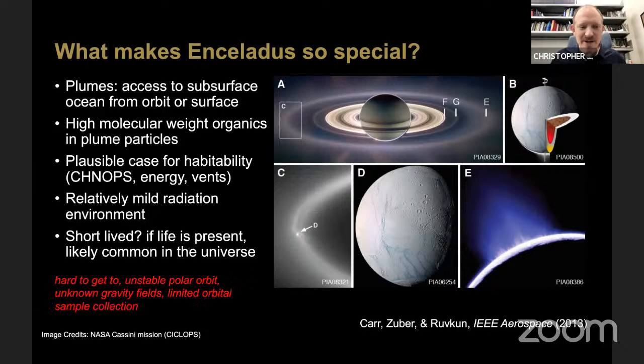Of course, it's also hard to get to. The polar orbit is unstable. We don't know the gravity field, so planning a mission is tough at this point, and you're not going to get a lot of sample from orbit, but these are challenges that we can work.